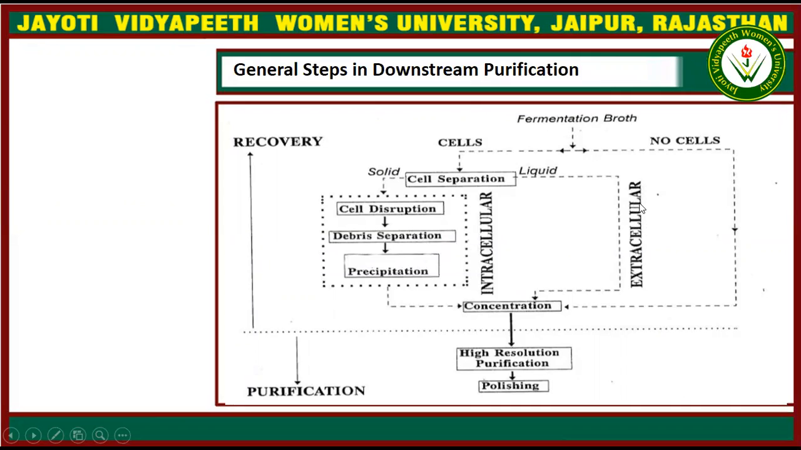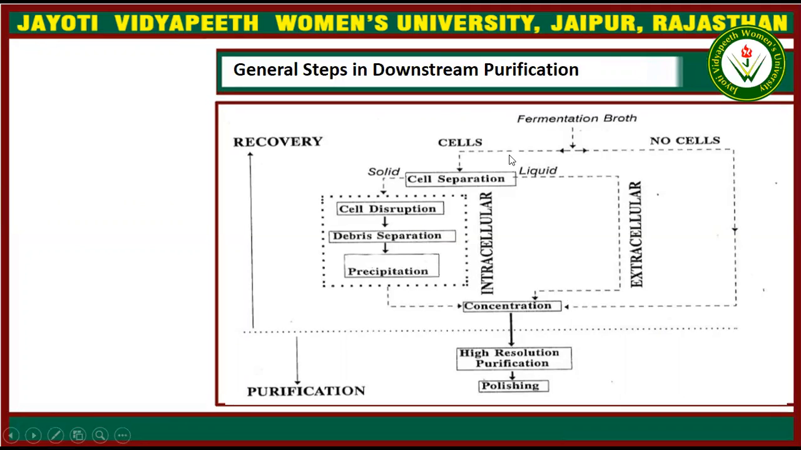First we remove extracellular material. So two types of products are obtained from here. The first is cellular, the other is non-cellular. The non-cellular particles are concentrated and purified using some high resolution purification techniques, and then they are polished, and then they are sent to the market.